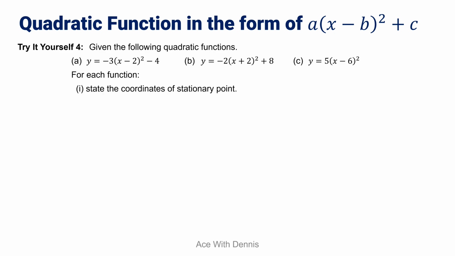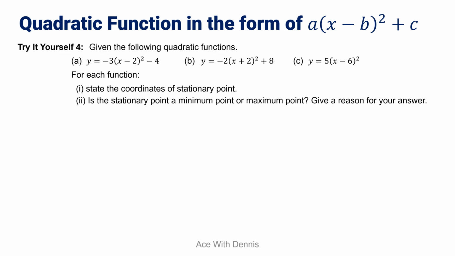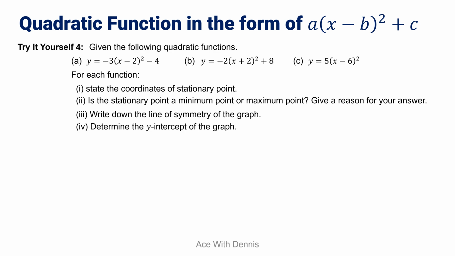For each function, number 1, state the coordinates of the stationary point. Number 2, is the stationary point a minimum point or maximum point? Give a reason for your answer. Number 3, write down the line of symmetry of the graph. Number 4, determine the y-intercept of the graph. Number 5, determine the x-intercepts of the graph, if any. Number 6, hence sketch the graph. You can pause the video and try to do it yourself.